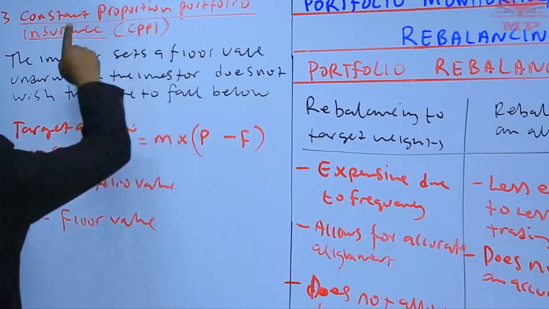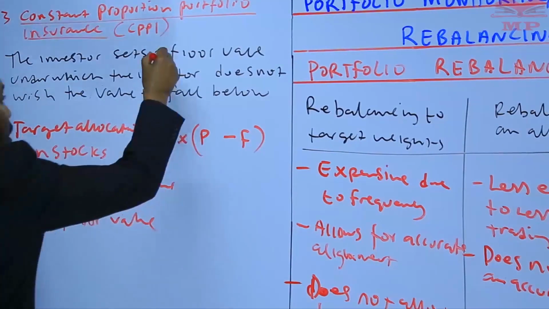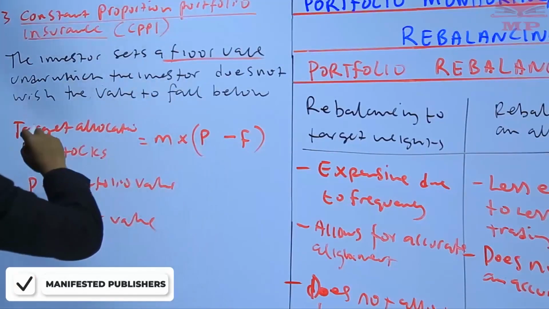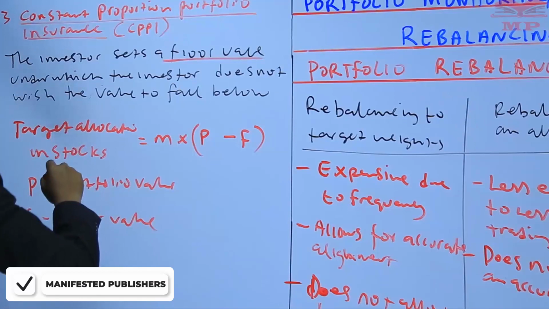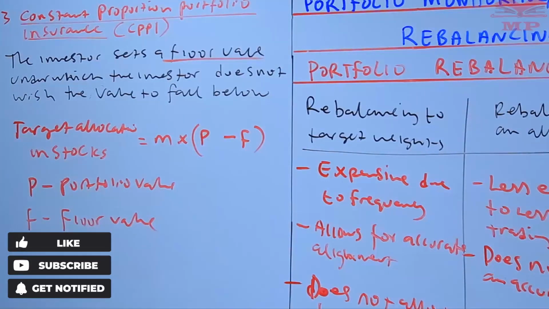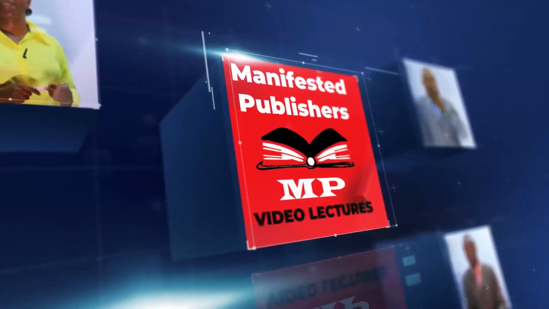Once we have looked at those 3 strategies, specific focus should be given to the constant proportion portfolio insurance. The investor sets a floor value under which the investor does not wish the value to fall below. This is the floor value right over here, and the allocation should be geared towards it.